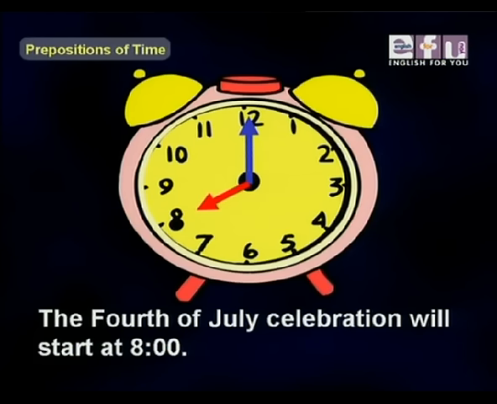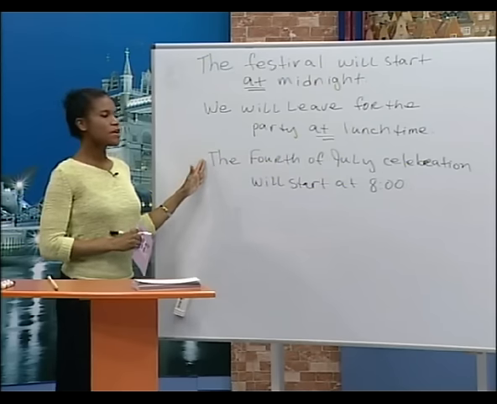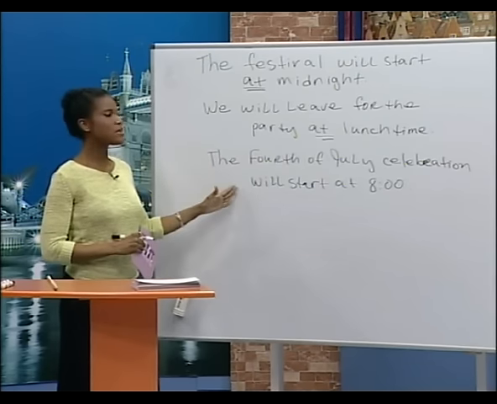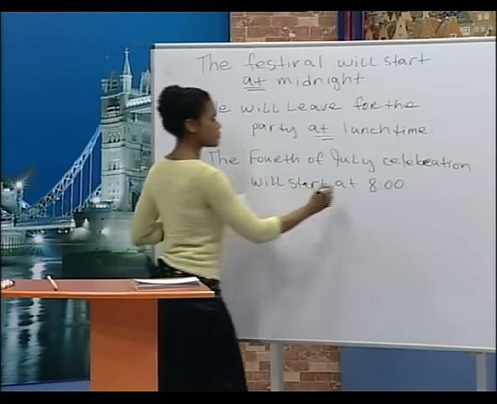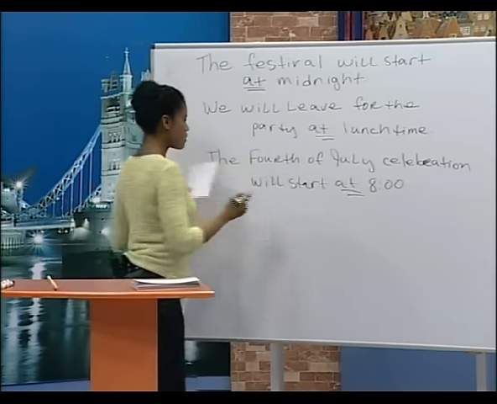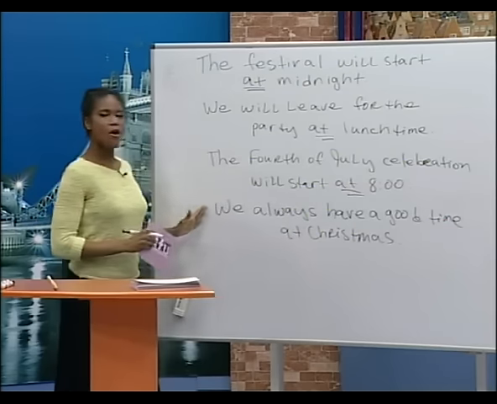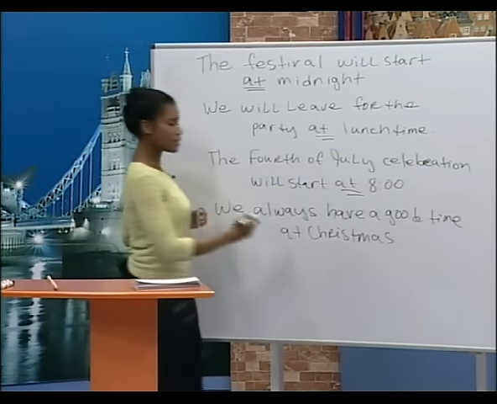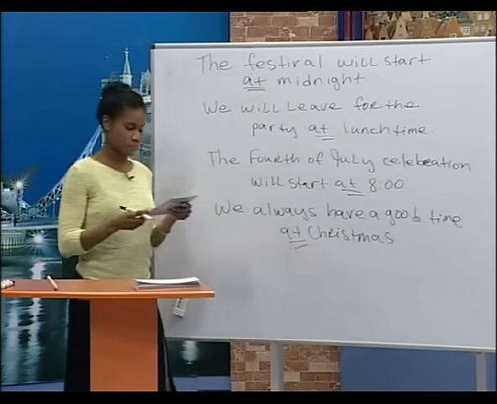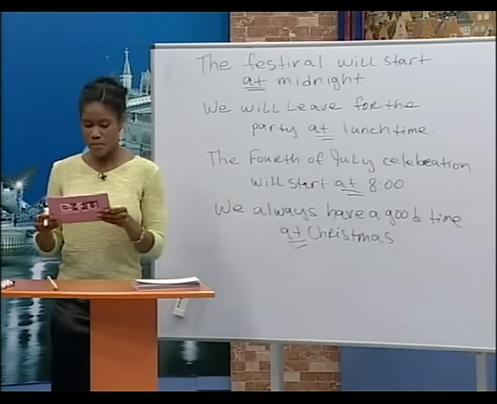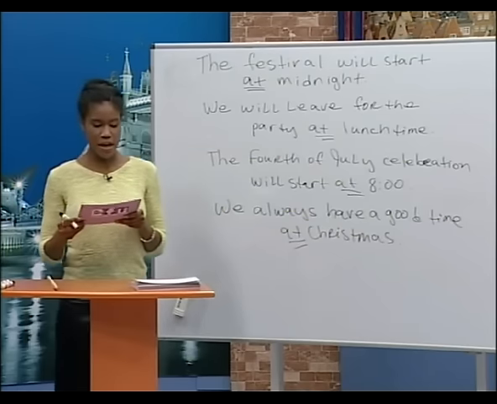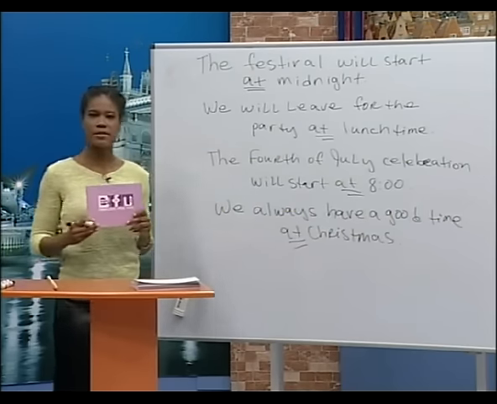The 4th of July celebration will start at 8 o'clock. At 8. Final example. We always have a good time at Christmas. So we use the preposition at for the time of day and also for these expressions.